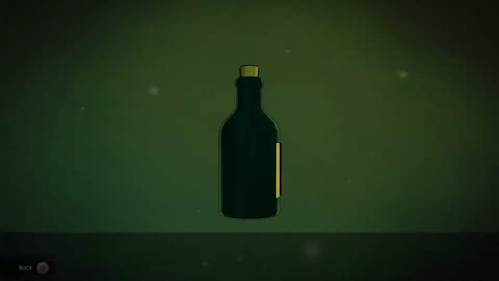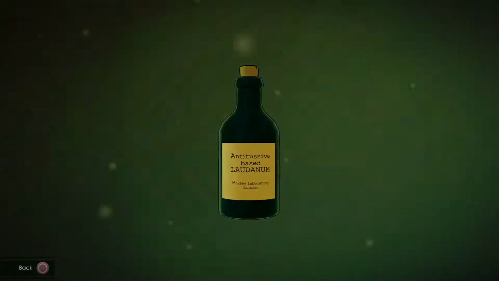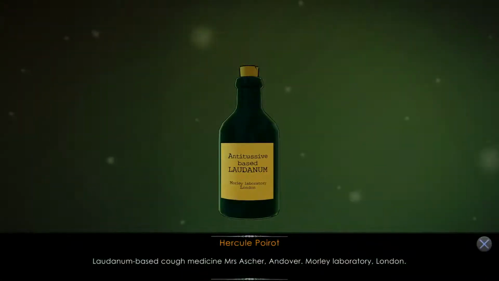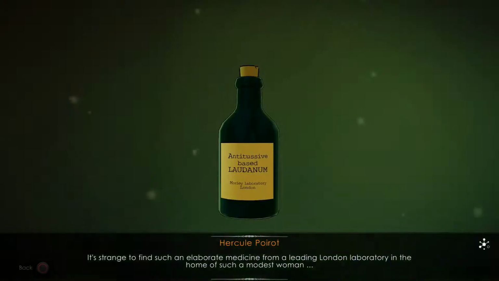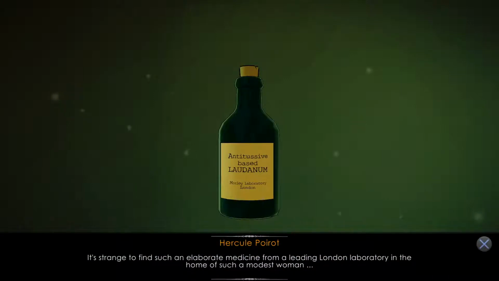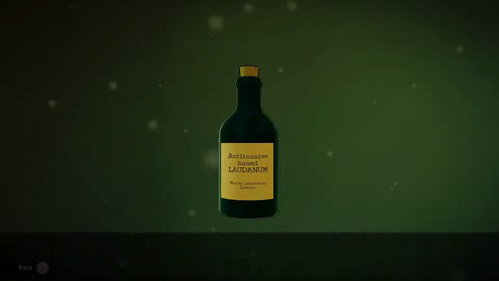Medicine. Is it medicine? Laudanum-based cough medicine, Mrs. Asher, and Dover Morley Laboratory, London. It's strange to find such an elaborate medicine from a leading London laboratory in the home of such a modest woman.